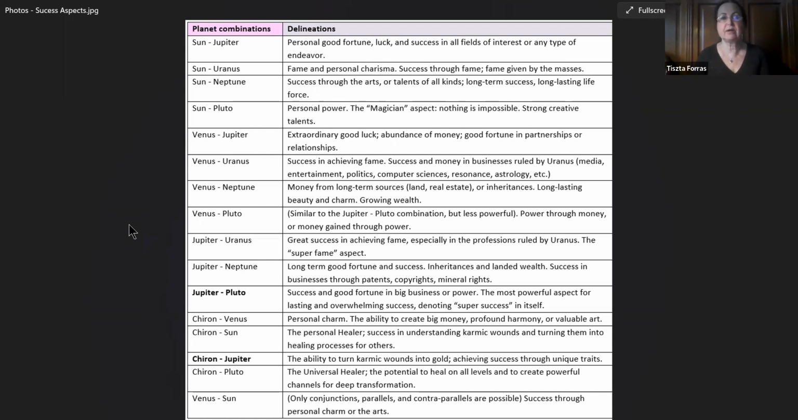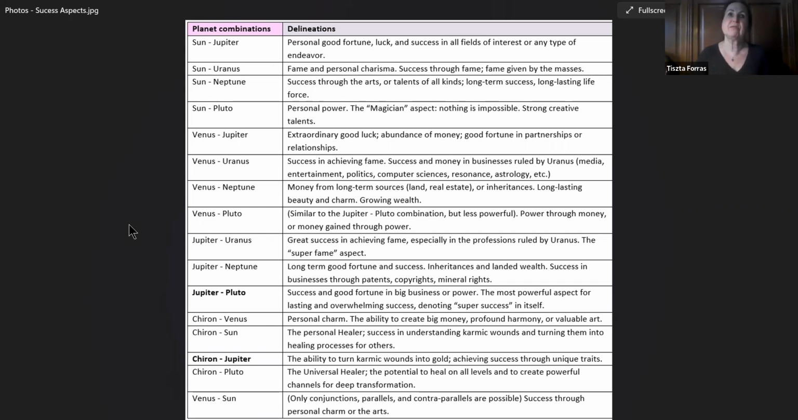The original theory goes until 3 degrees. And parallel or contraparallel, 1.2 degrees, I would say 1 degree only. So this brings you personal good fortune and all kinds of fields of interest, whatever you want to touch. So this is the personal luck aspects.